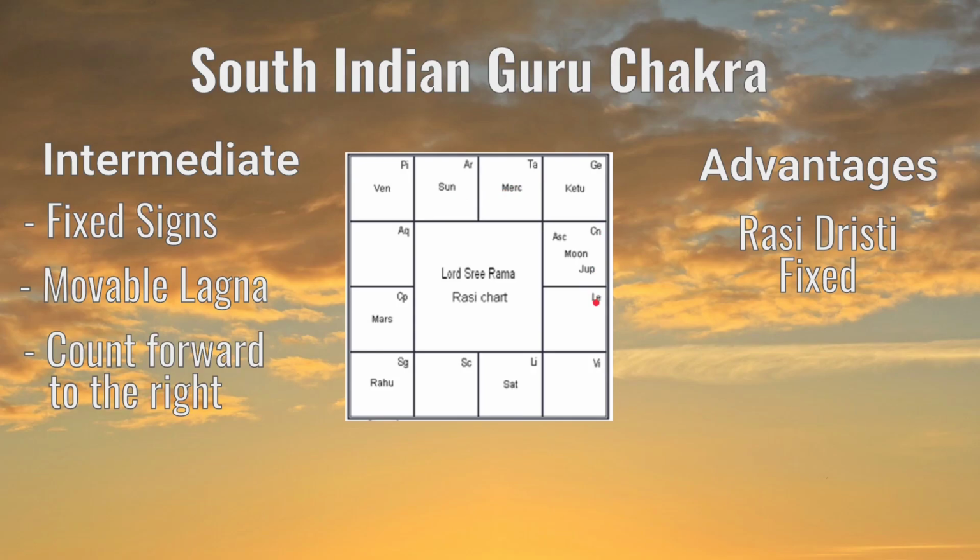Now you'll notice we're going in the opposite direction. We're moving to the right. We're going clockwise, right? So the ascendant moves. So in Ram's case, we knew that we had a Cancer ascendant, so here's Cancer.